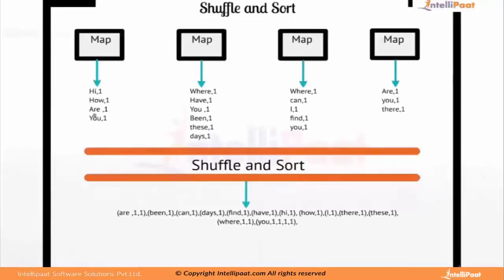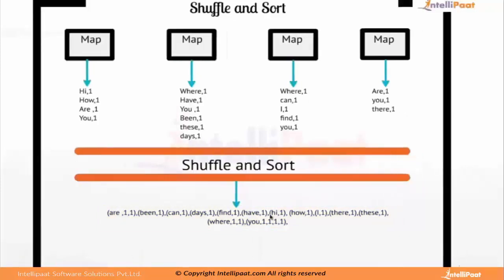You get output from everywhere, and in shuffle and sort, you bring everything together and sort it. So you say r is 1, 1, been is 1, can is 1, days is 1, find is 1, have is 1, like this. Where is 1, 1, so you have where and there. And u is 1, 1, 1, 1. So that's how you get this.